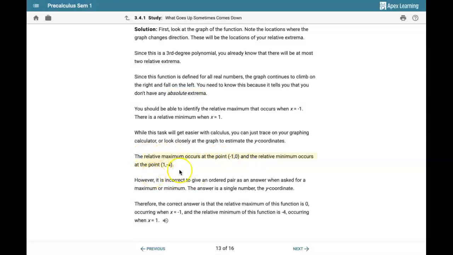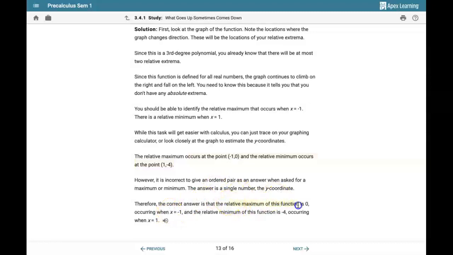Now, technically, it is incorrect to give an ordered pair as an answer when asked for a maximum or minimum. It's asking for the highest or the lowest point. It's not asking for a coordinate, because the coordinate is, think about it like a location. So if it asked where does this occur, you would say it occurs at the points 1, -1, 0 and 1, -4.